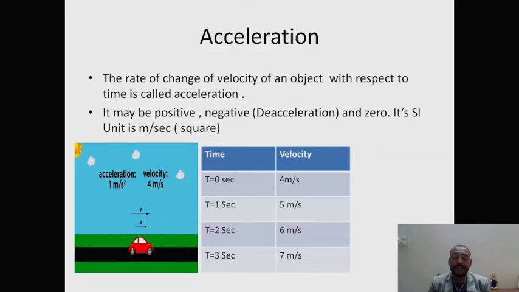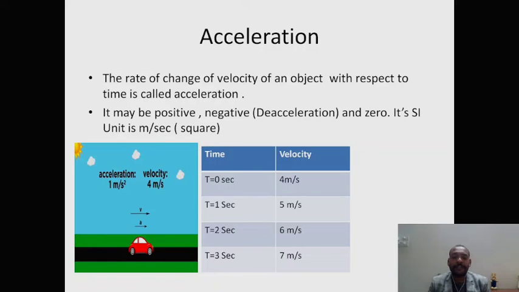Acceleration is nothing but change in velocity with respect to time. In this example, we can see that the acceleration of the car is 1 meter per second squared and its initial velocity is 4 meter per second. That means the velocity of the car is going to increase by 1 meter per second every next second. So from this table we can see at t equal to 0, initial velocity is 4 meter per second. In another 1 second it increases by 1 meter per second and becomes 5 meter per second. At t equal to 2 seconds it becomes 6 meter per second, and that is an accelerating body.